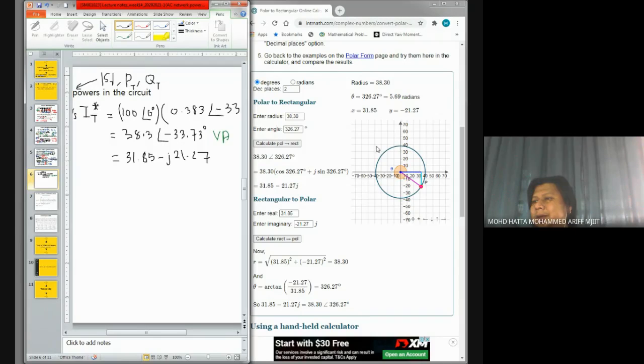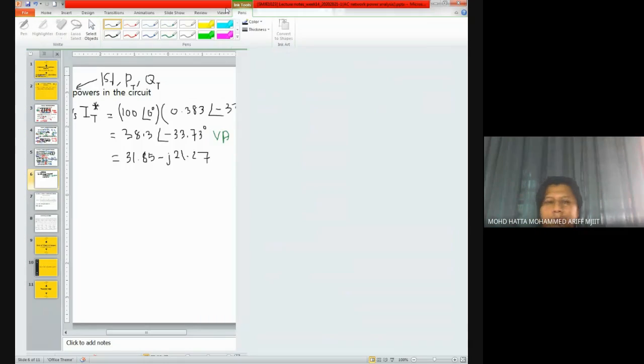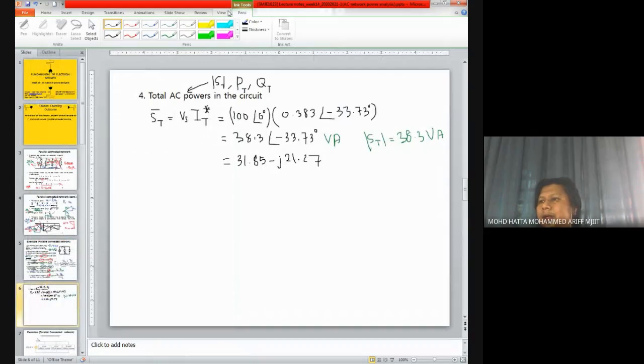I really like to use this website because it's very convenient for me to do conversion, and also to have a look at what happened in the Argand diagram. You can either use this website, or you can also use your calculator. Maybe the calculator is much faster, to just put it in your calculator and go straight to the calculations. Maybe here I need to calculate it over there and put it over here, something like that. I don't know, it's your preference.